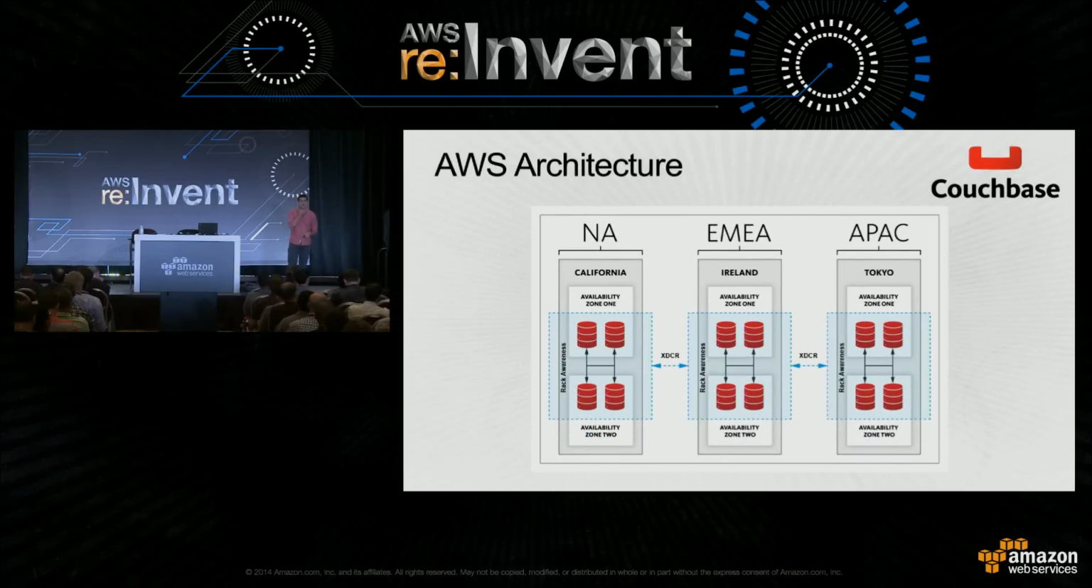At a high level, this is what it looks like on AWS, and you're probably starting to see some common themes here: using rack awareness to properly distribute across multiple availability zones, and using XDCR to replicate across regions or on-premises. You can have a truly global, fully distributed, highly available Couchbase architecture.